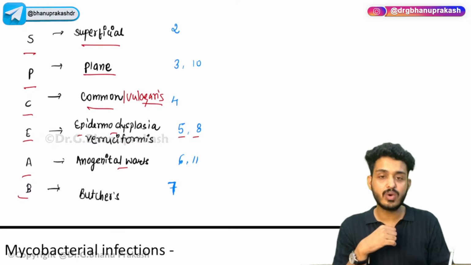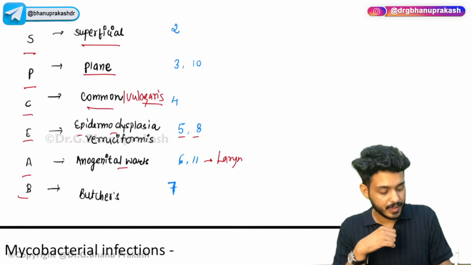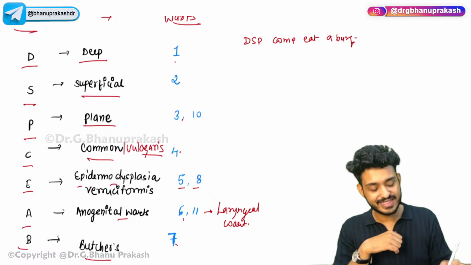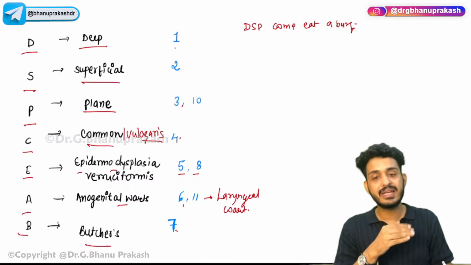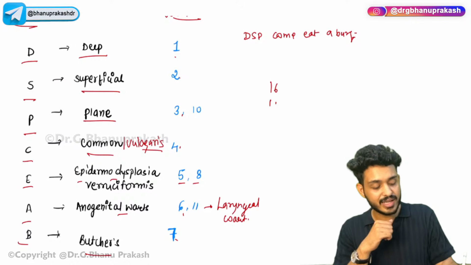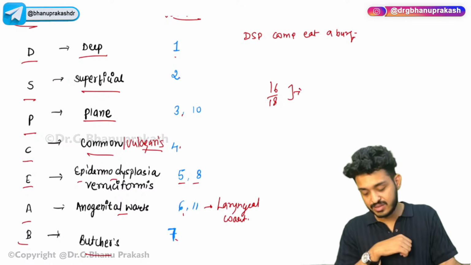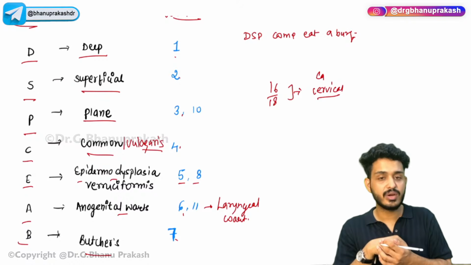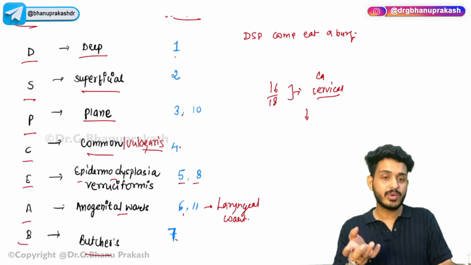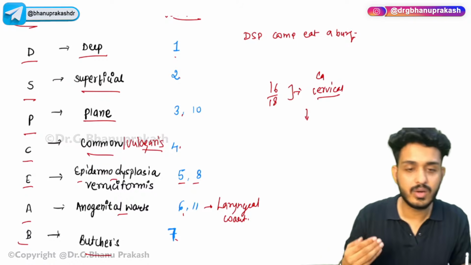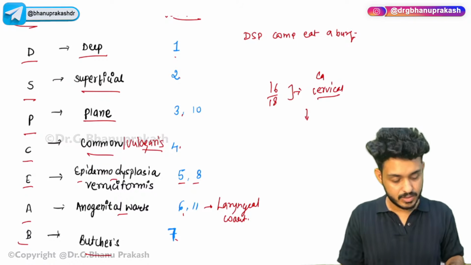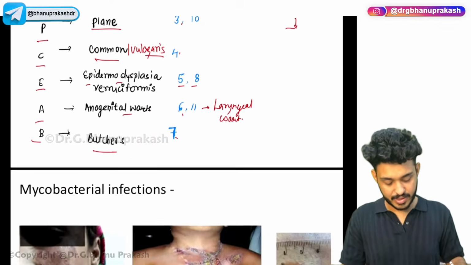You have seen anogenital warts. This is also causing laryngeal warts, okay. 6 and 11. Then 7 will be causing Butcher's warts. So that is 1, 2, 3, 4, 5, 6, 7, and you can remember like that, DSP, come eat a burger, okay. Apart from that, the most important are 16 and 18 causing cervical cancer, okay. CA cervix, that you have already studied. Nowadays we are using vaccination, the nonavalent vaccine is also available. You can use Cervarix vaccine also, okay. So these are the important points about this particular thing, okay.